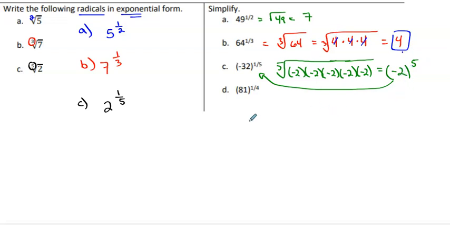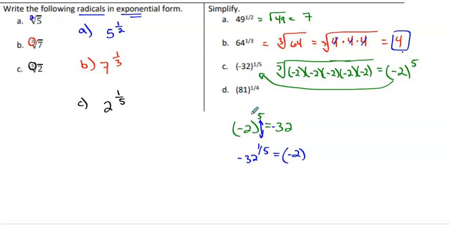Let me say that one more time. -2 to the 5th power is -32. If you go backwards, -32 to the 1/5 power, the opposite there, is equal to -2. So hopefully you can see that there.